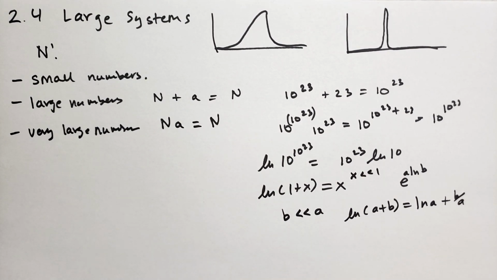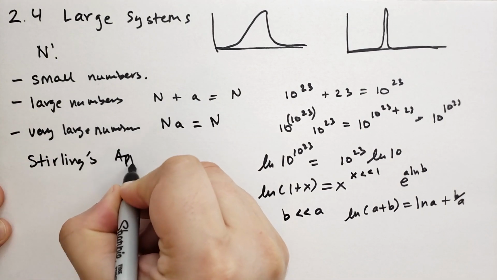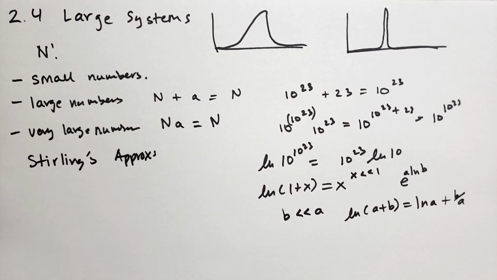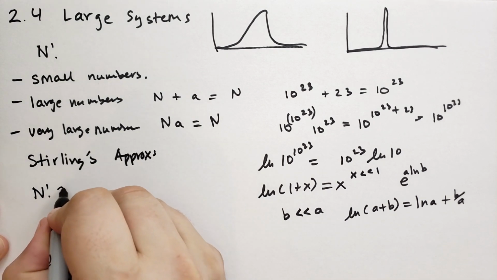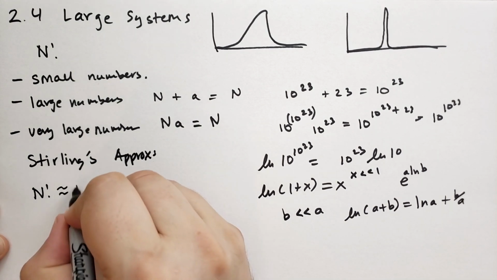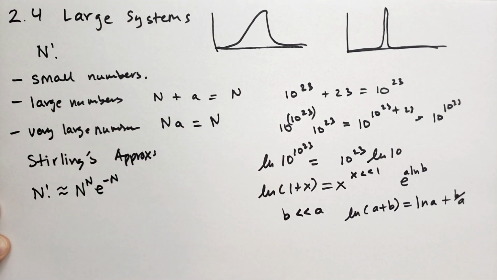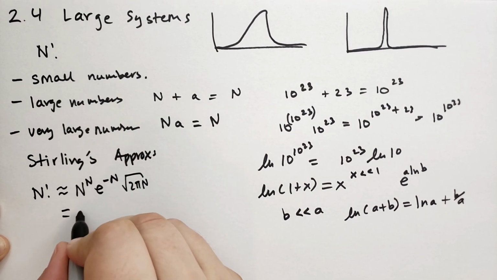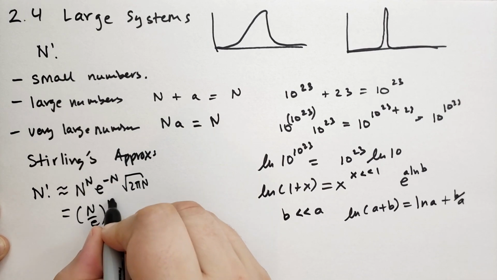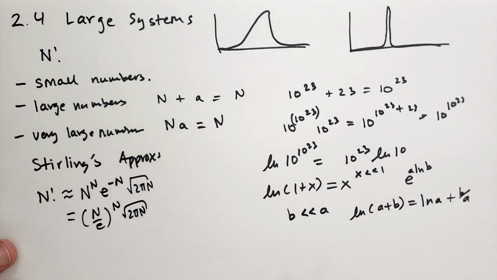The next thing we're going to cover is something called Stirling's approximation. What Stirling's approximation allows us to do is take the factorial of a very large number, and that'll give us a number that's somewhere in the neighborhood of n to the n times e to the minus n times the square root of 2 pi n. Another way to look at this is it's n over e to the n times the square root of 2 pi n.